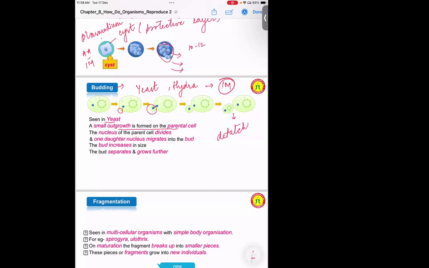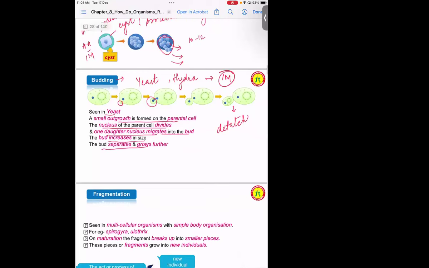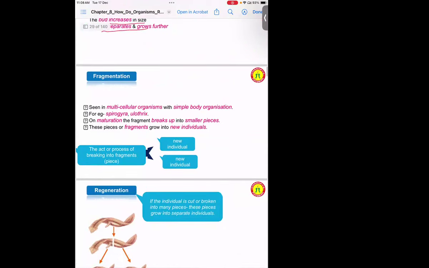So a small outgrowth is formed on the parent cell. The nucleus of the parent cell will divide, and one daughter nucleus migrates into the bud. Then the bud will increase in size, and ultimately the bud separates and grows further. So once they get detached, they will be growing individually without the support of the parent cell. Then next we have fragmentation.